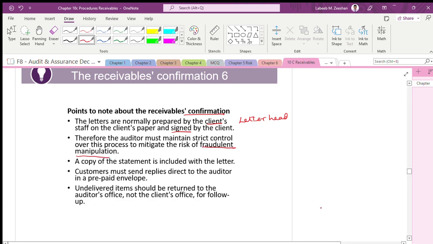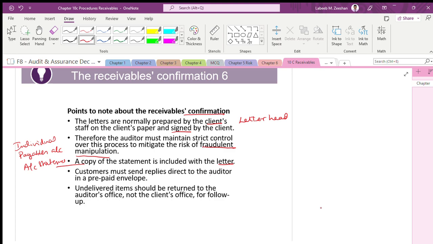A copy of the statement is included in the letter. What is the copy of the statement? It is a copy of the account statement. When we say account statement, from the client's point of view, it is the payables account. The individual payables account has to be attached. Customers send replies directly to the auditor, using a prepaid envelope. Undelivered items should be returned to the auditor's office, not to the client's office.